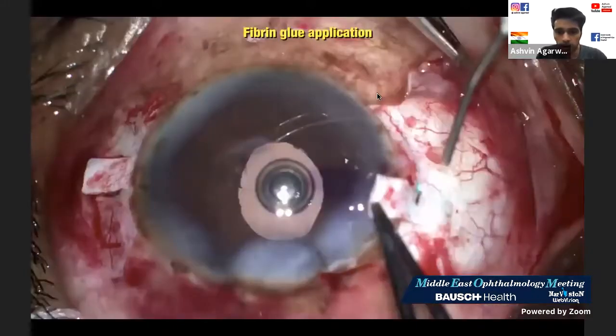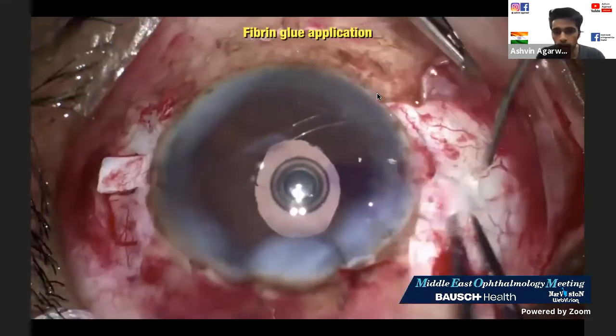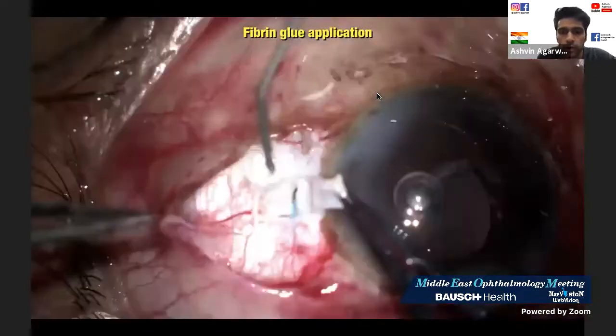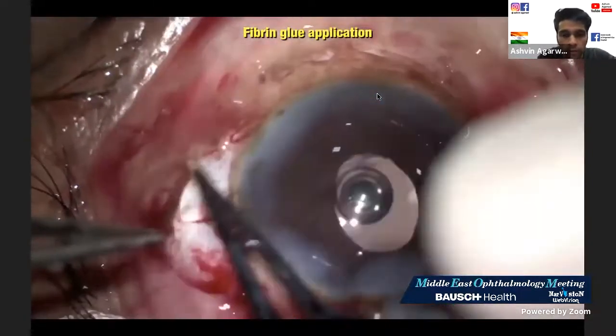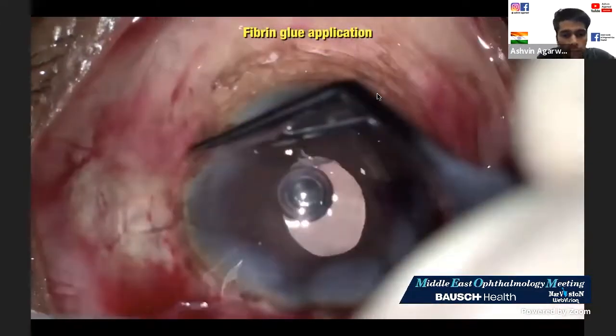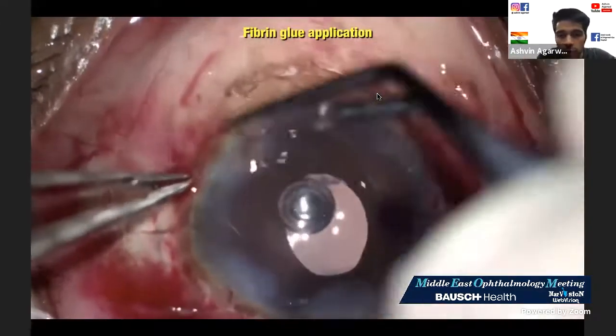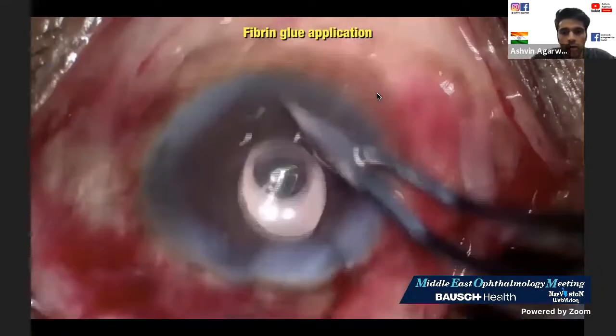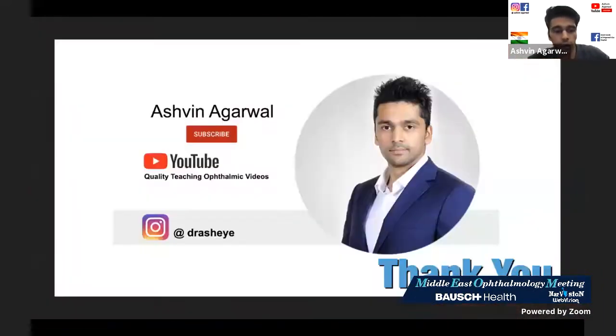Coming to the last step, probably is gluing. After removing the trocars, of course, is gluing the flap and the conjunctiva. This is pretty much the end of the case and some of the advantages of this procedure.